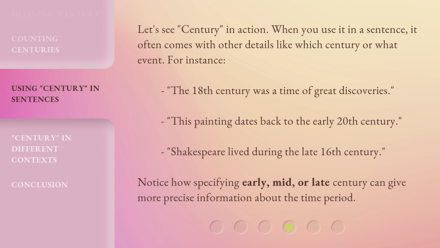Let's see century in action. When you use it in a sentence, it often comes with other details like which century or what event. For instance, the 18th century was a time of great discoveries. This painting dates back to the early 20th century. Shakespeare lived during the late 16th century. Notice how specifying early, mid, or late century can give more precise information about the time period.